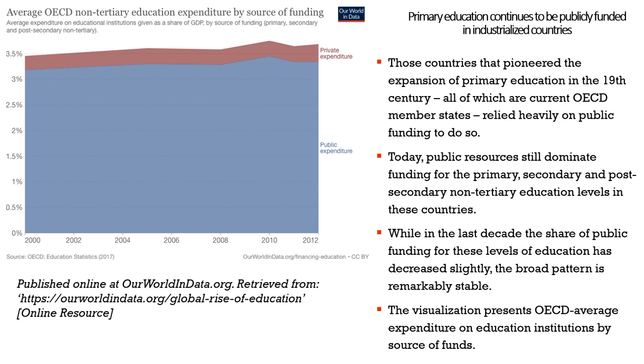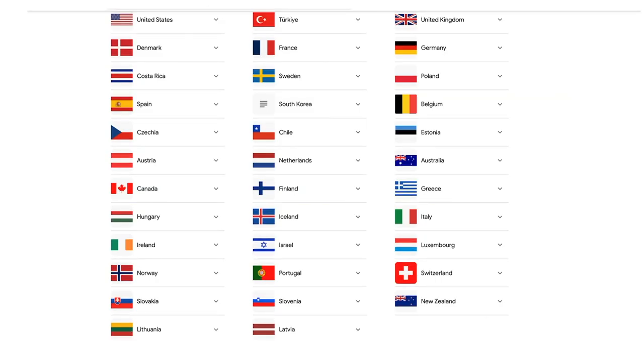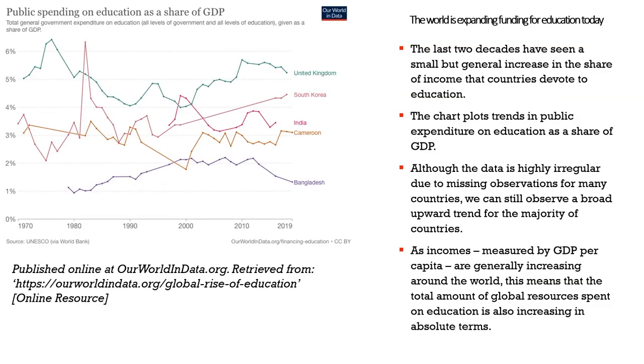Today, public resources still dominate funding for the primary, secondary and post-secondary non-tertiary education levels, meaning the primary and secondary schooling levels. In the last decade, the share of public funding for these levels of education has decreased slightly, but the broad pattern gives us a remarkable picture of how public expenditure has been very high as far as primary and secondary schooling is concerned. For the benefit of learners, I have compiled the list of OECD countries on this slide. So, these are basically the currently industrialized countries who started spending massively, contributing their public spending massively on primary and secondary schooling right from the middle of the 19th century.